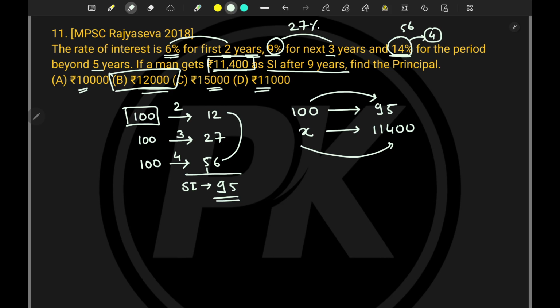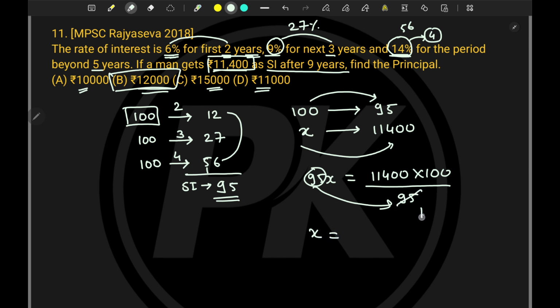But for those who cannot do this shortcut way, it's okay. Do the cross multiplication. So 95 into x is equal to 11,400 into 100, so x is 11,400 into 100 divided by 95. 5 times 1 is 5, 9 times 2 is 18 plus 1 is 19, 20, and 19 sixes are 114. So 600 into 20 is nothing but 12,000. And hence option B is correct.